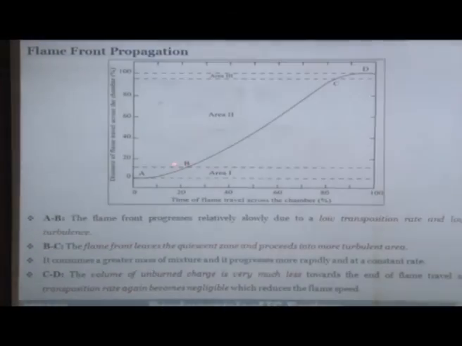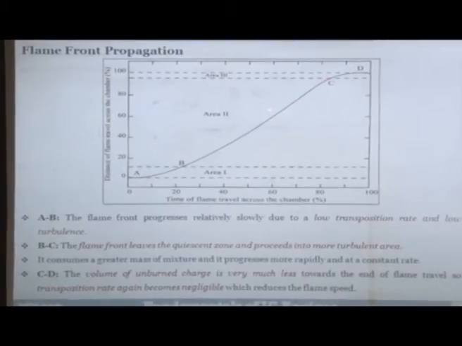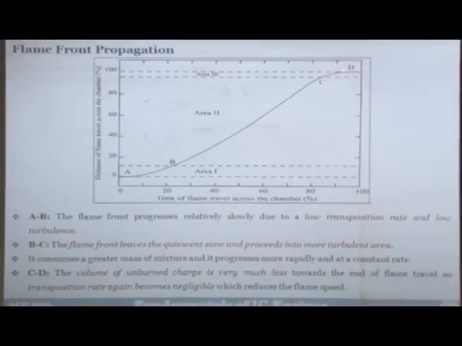So, that means flames are travelling slow. From point B to point C, it is very fast, and then again from point C to point D, it will be again slow. So, A to B, the flame propagates relatively slowly due to low transmission rate and low turbulence.